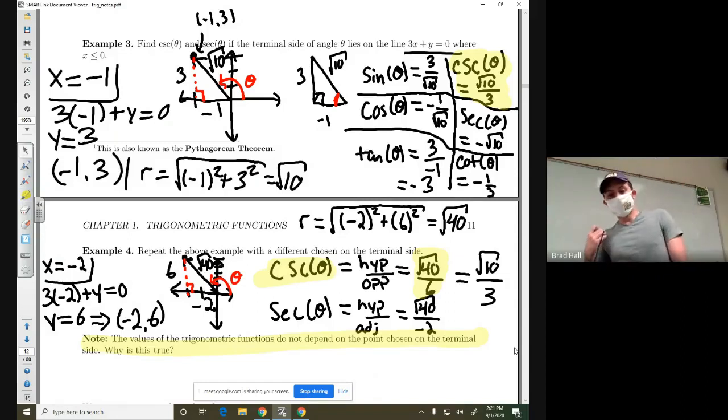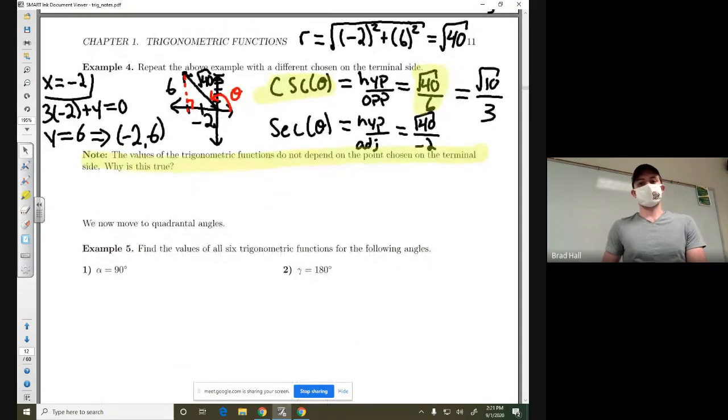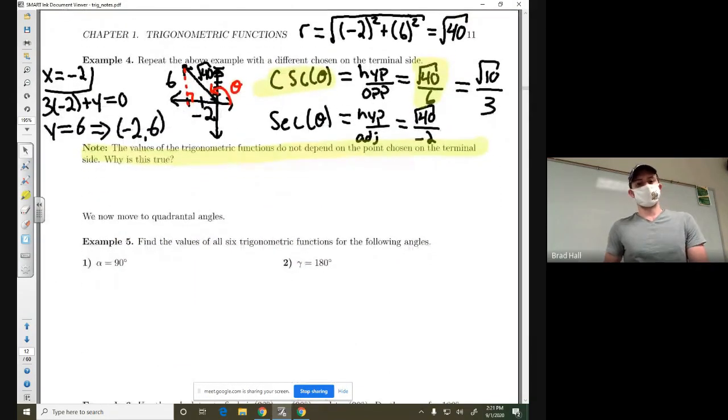That is the idea. So with that being said, let's go ahead and move on to something very important, quadrantal angles, which I already talked about before. If you recall from the last class lecture, a quadrantal angle is any angle that lies on any one of the axes.